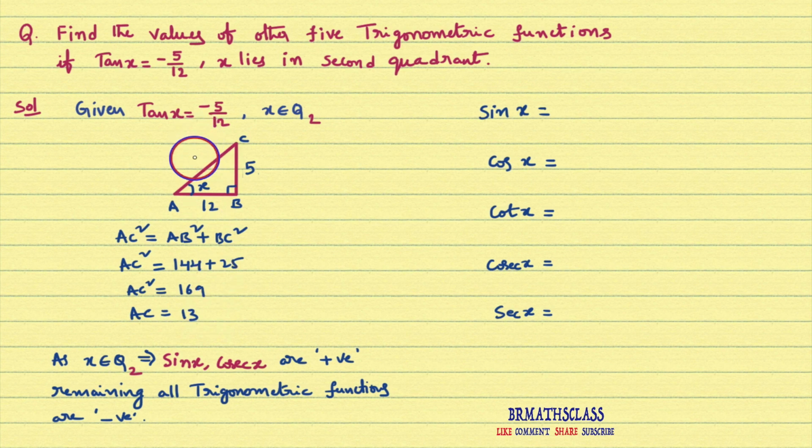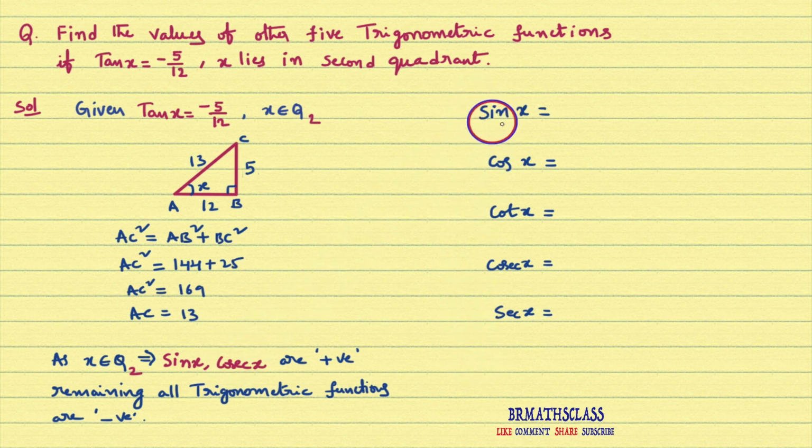Now we got the other side of this right angle triangle. Hypotenuse we got as 13. As they mention x lies in the second quadrant, we know this information from previous classes. As x is in the second quadrant, sin x and cosecant x are positive. Remaining all trigonometric functions are negative. Now we will write the values of the other 5 trigonometric functions.